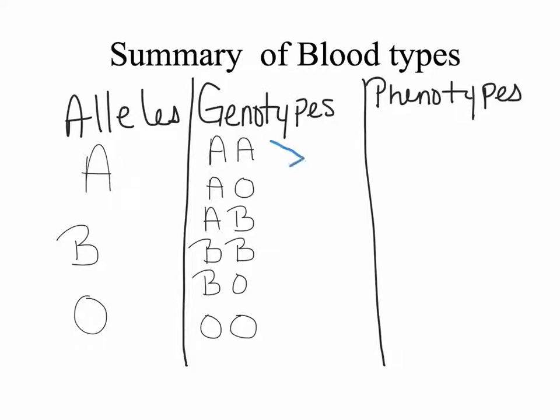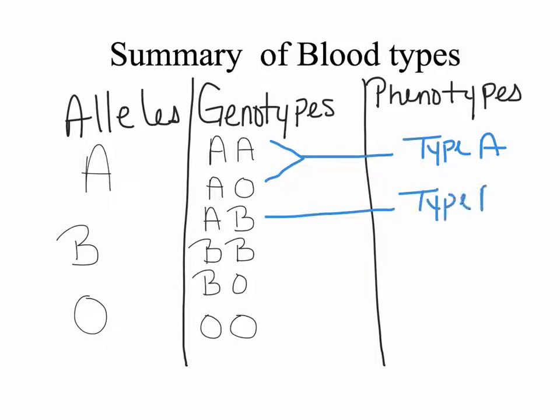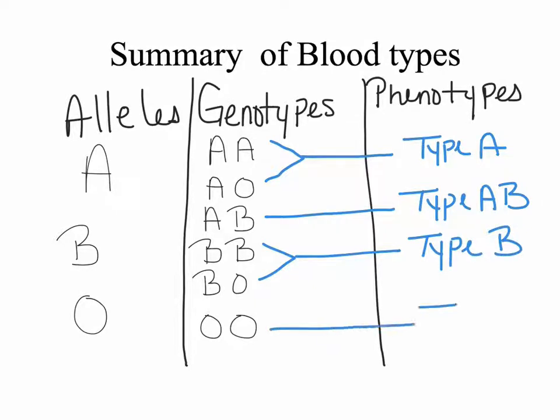So homozygous A and heterozygous A both correspond to type A blood. AB genotype is type AB blood. Homozygous B and heterozygous B are both type B blood. And the OO genotype is type O blood.